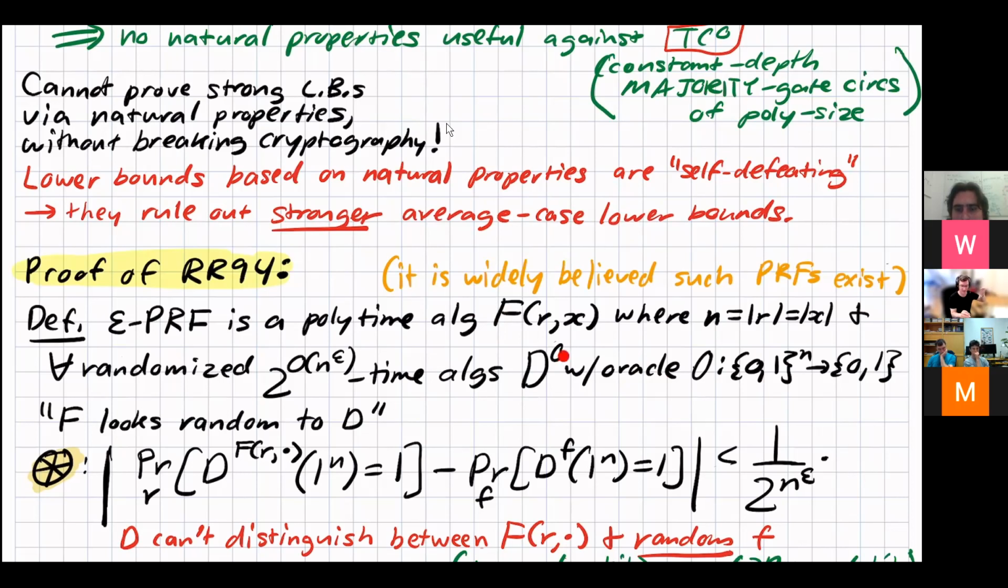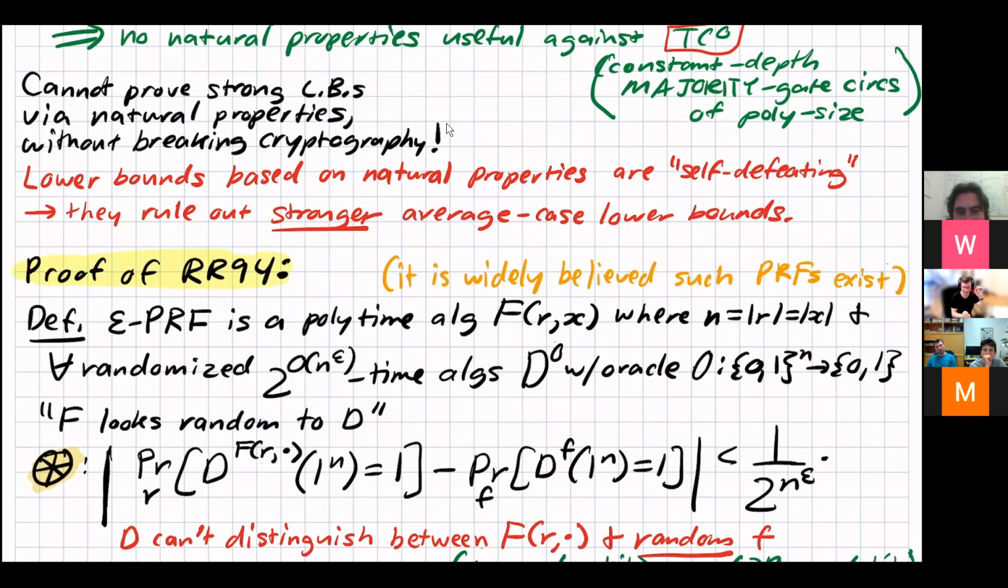Okay, and we're going to say F looks random to D, this star property holds. So the idea is, D doesn't know whether I'm giving it capital F with a random R plugged in, or whether I'm giving a completely random f, like I'm talking 2 to the n random bits, right? On one hand, I have n random bits here. On the other hand, I have 2 to the n random bits, okay?